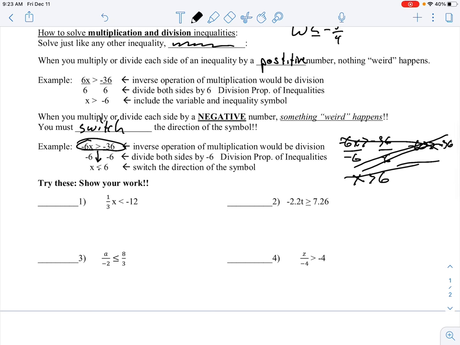A few examples here. We have to divide by 1/3, but that's just the same as multiplying by 3. Multiplying by 3, and we get x is less than negative 36.